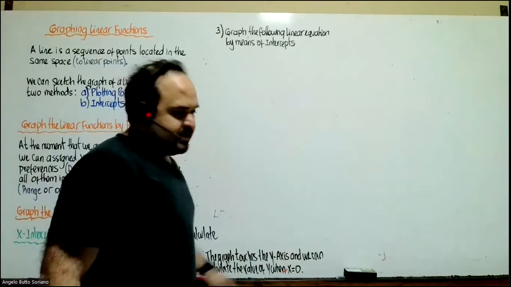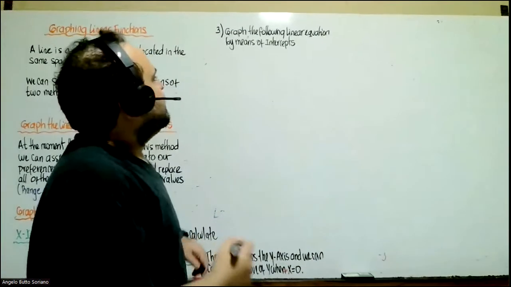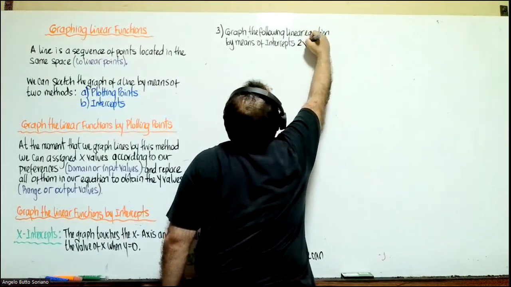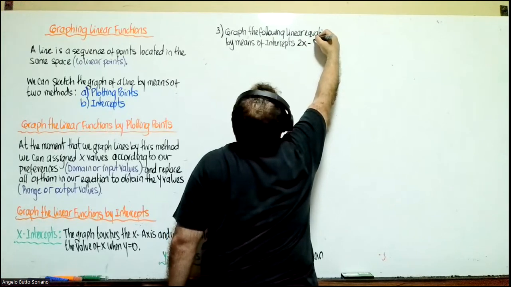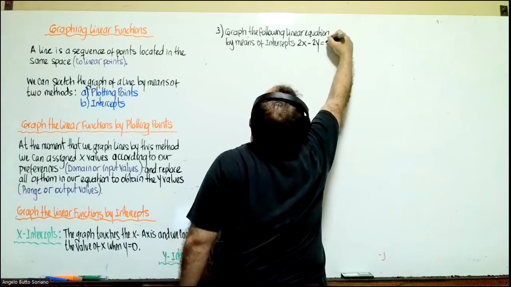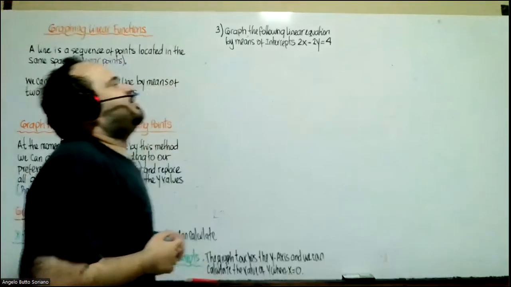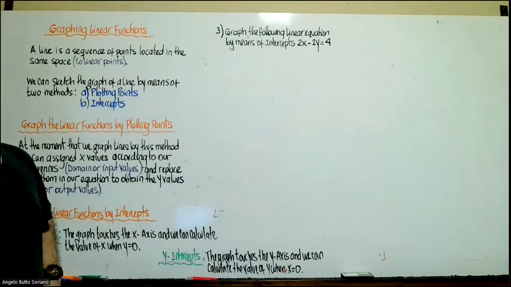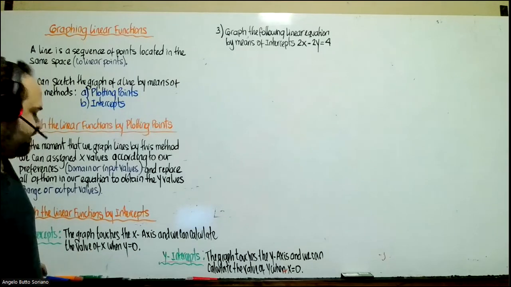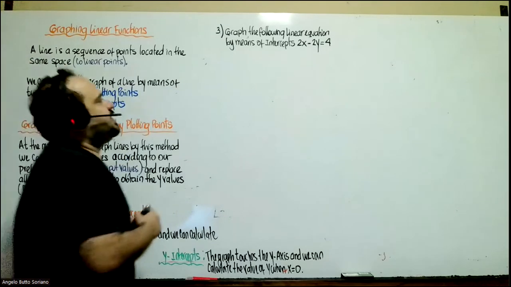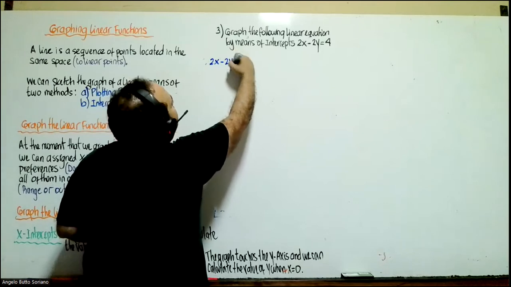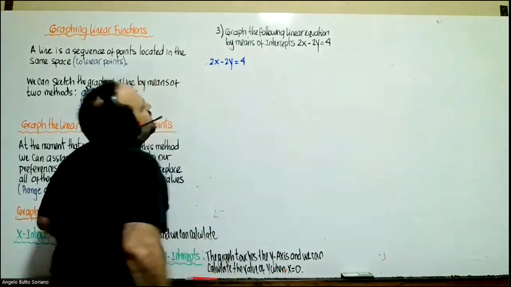And let's copy another equation. Okay, we have 2x minus 2y equals 4. We must write the linear equation by means of intercepts. Remember step number 1, copy the equation once again. 2x minus 2y equals 4.